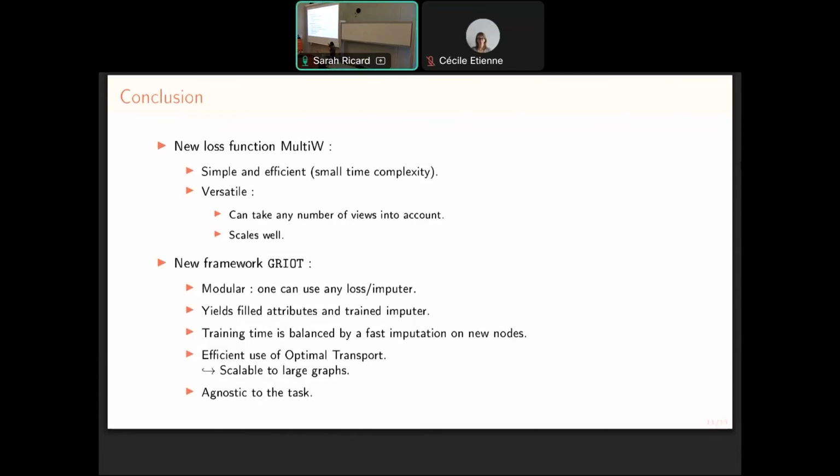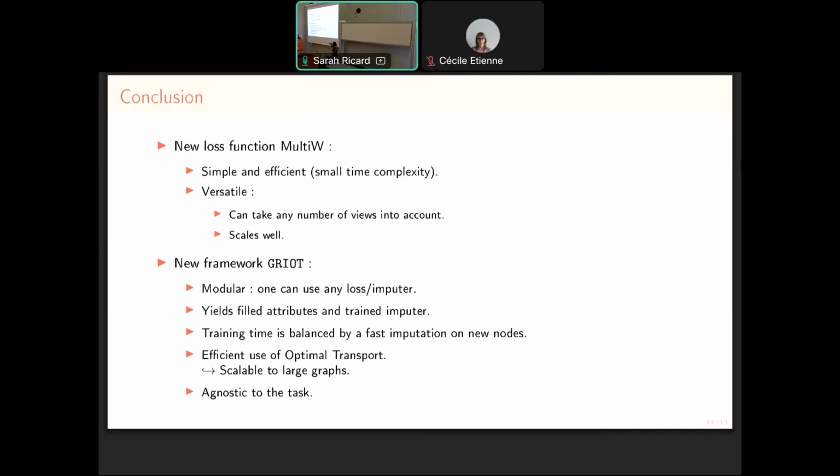And also, I forgot to say it, but this is a major point. GRIOT outputs the filled attribute matrix, which is what we want, the complete matrix. But it also outputs the trained imputer, which we can then reuse if we have new nodes. So you can imagine if you're in a social network, you have trained your model for a long time, and you have new users coming in, you can simply reuse the same model, unless you see a drastic change in the graph distribution. Then you would need to fine-tune your model.